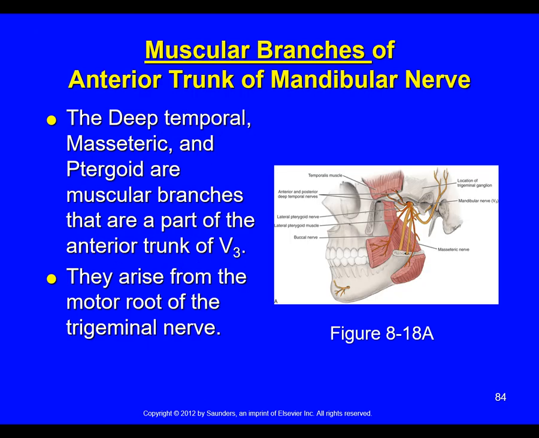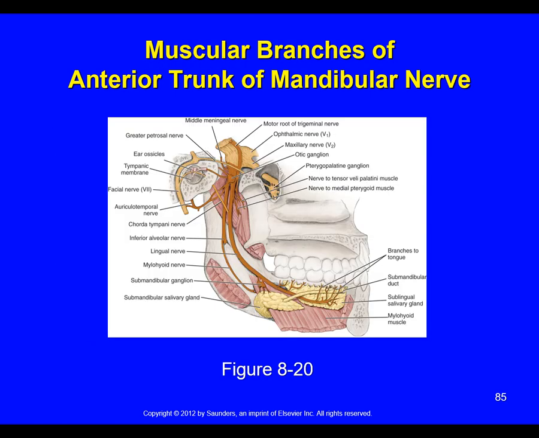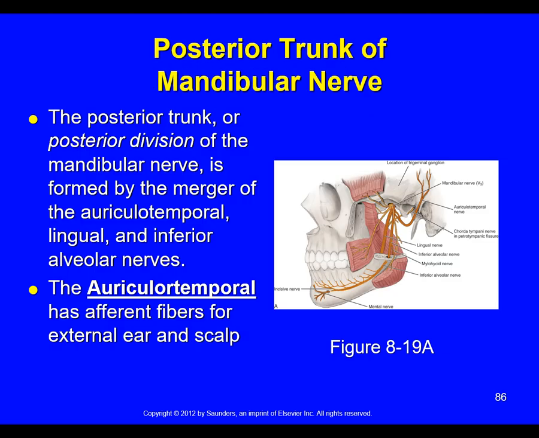We have our muscle branches: the deep temporal, masseteric, and the pterygoid are muscular branches that are part of the anterior trunk of the V3. They arise from the motor root of the trigeminal nerve. So deep temporal, masseteric, and then our medial and lateral pterygoid are our muscles of mastication. So those muscular branches go to the muscles of mastication. That's one of the anterior trunks of the mandibular nerve. Here's just an overview picture.